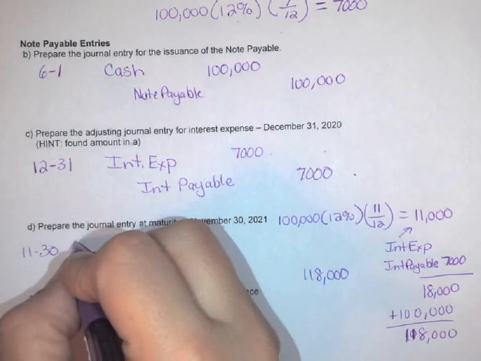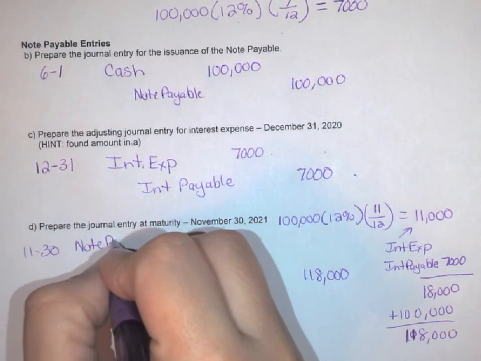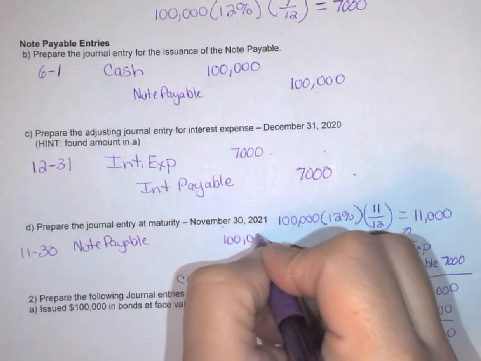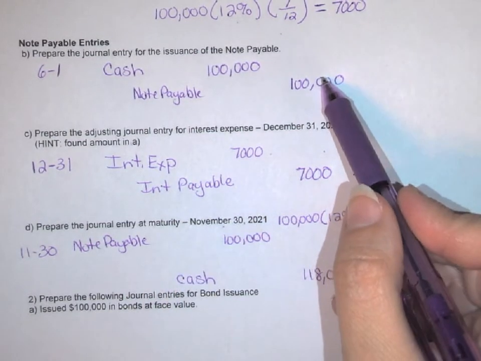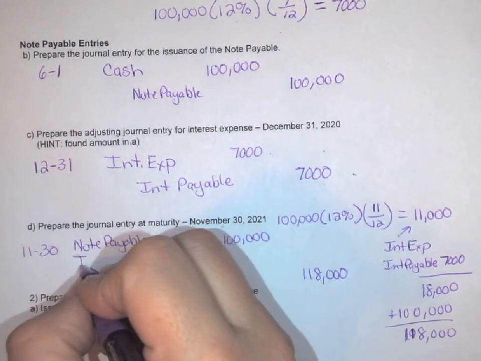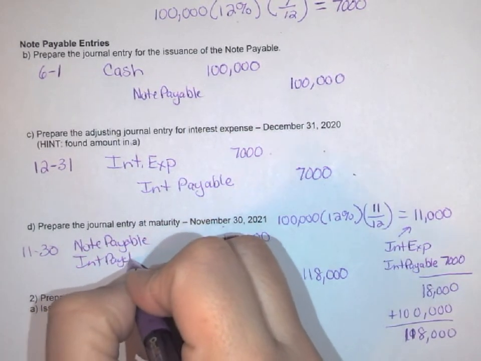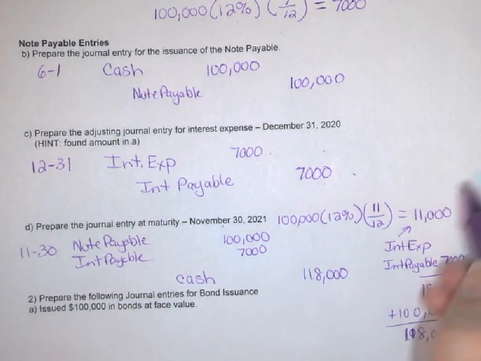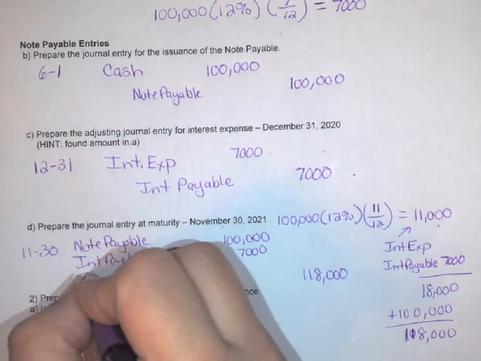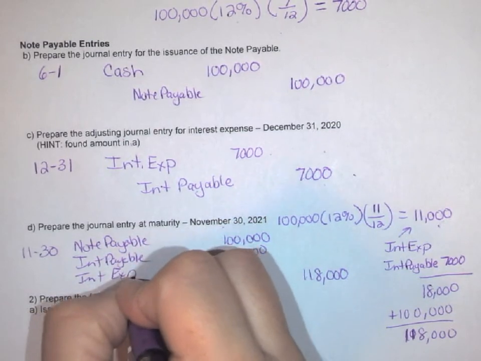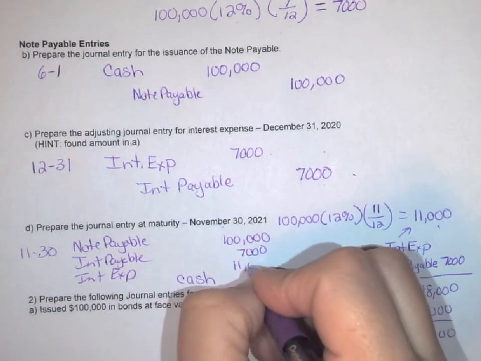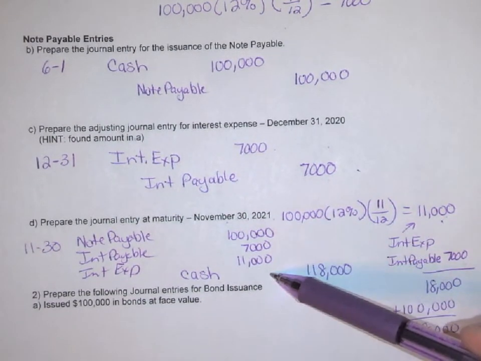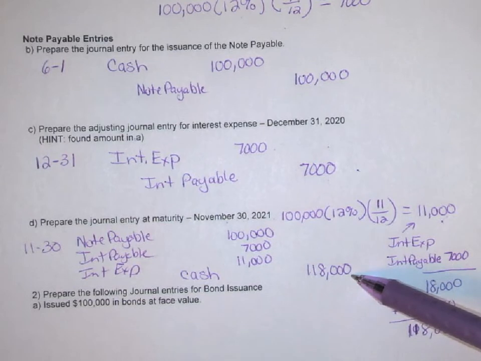Well, the first thing we know, we've got to pay back that note payable, right? So that note payable was at that $100,000 amount because that gets paid off. We have this interest payable that we need to pay off. And so that interest payable was at $7,000. And then we have this interest expense, what we just figured. And so we would have interest expense, and that interest expense would be for that $11,000. And so now my debits and my credits equal. I have $118,000 in debits and I have $118,000 in a credit.